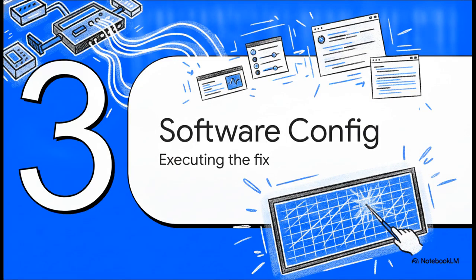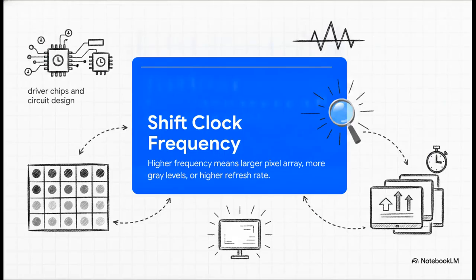Now for the fun part, section 3. Software configuration. Let's actually execute this fix. Before you go wildly adjusting sliders, you really need to understand a couple of core parameters. First up is the shift clock frequency. This basically dictates your pixel array size and your refresh rate, all based on what your driver chips can handle. But crucially, you also need to monitor your OE, that's output enable. The OE timing directly controls the exact duration the LEDs are actually lit up, which makes it your absolute primary lever for fixing these brightness lines.